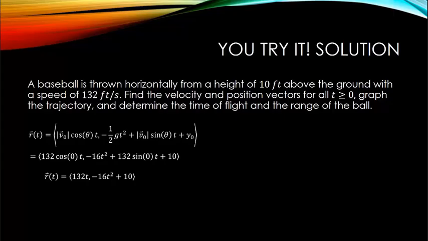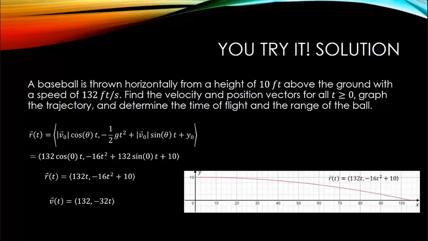The velocity vector is the derivative of my position vector. V of t is given by the components 132 and negative 32t. When I graph my trajectory, notice that I start at 10 feet up from the origin along the vertical. This looks like the right half of a downward opening parabola that has the vertex centered at 0, 10, and it intersects the x-axis at about 104 feet.